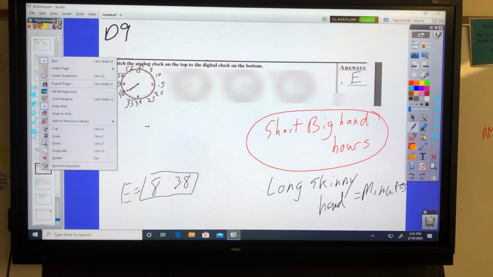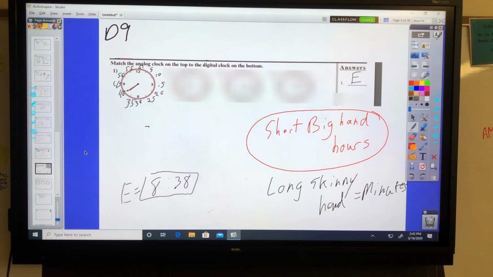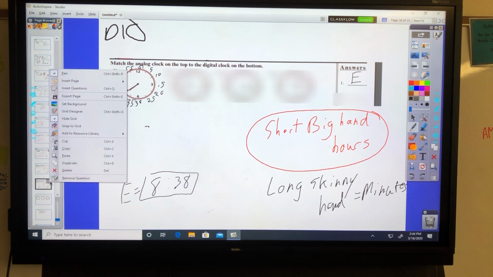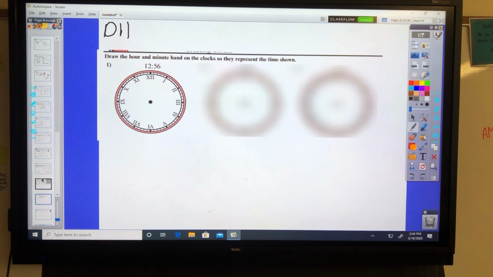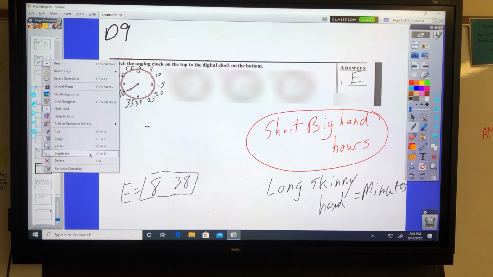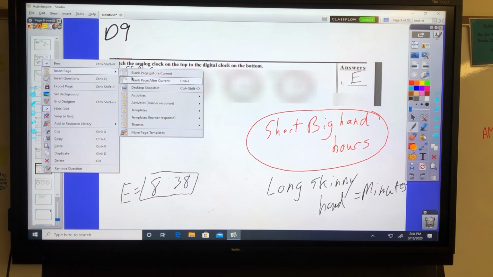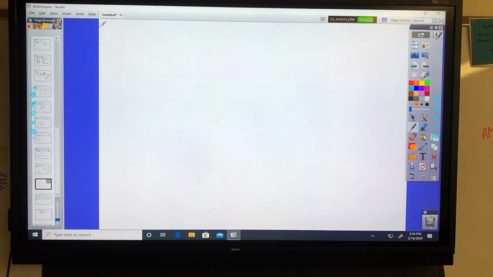Let's see, new page. Let's see if I can duplicate that. All right, change this to a 10. We'll go from there. So day 10. You know what? I'm gonna actually clear it. Duplicate, copy, insert page. Oh, okay. I know how to do it now. Let's delete it. So we got day 9 and we need to go to day 10. So let's insert page, blank page after current. This one is day 10.